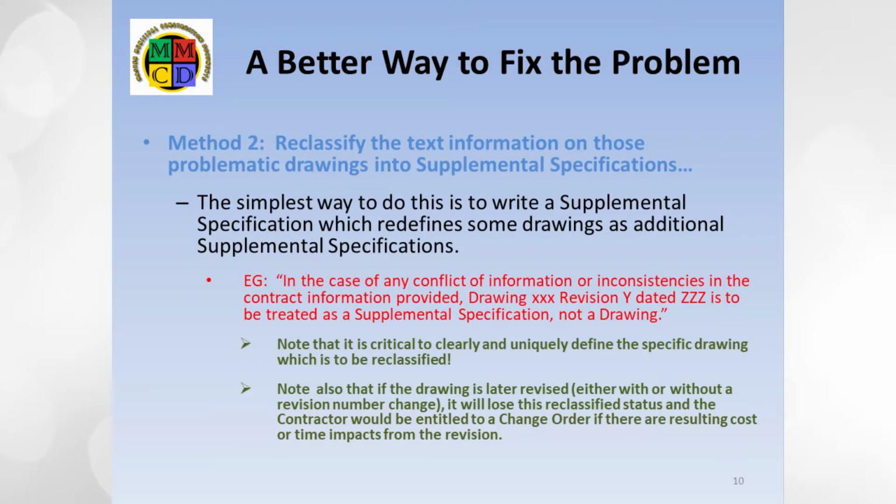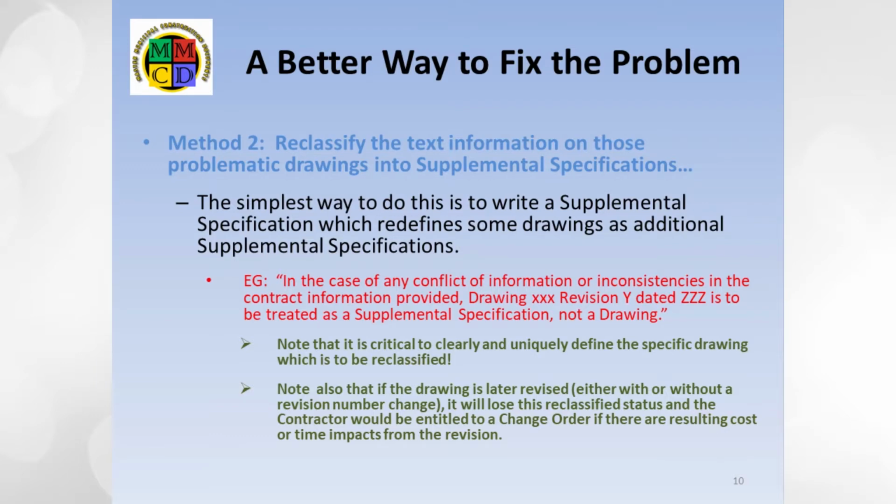For this to be successful, it's vital to ensure that the drawing or drawings being reclassified are clearly and uniquely defined. This means if a drawing containing such specifications is subsequently reissued with a different date or revision number, that drawing will not be treated as a supplementary specification the way its predecessor was. If the intent is to actually change a specification, then a new supplementary specification should be issued along with a change order authorizing it. If there are cost or time consequences resulting from this change, these will have to be addressed in the usual manner.